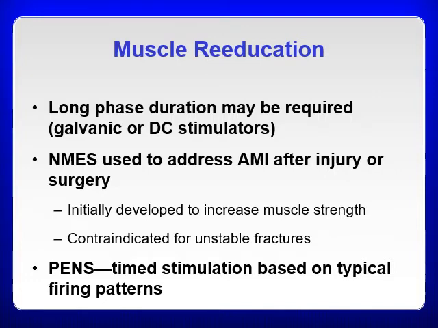So, muscle re-education. There are a lot of different ways we look to re-educate muscles. I kind of led into this in one of our earlier discussions, but if you have a muscle where there's no longer nerve innervation, either due to injury or chronic disease, you may need a long phase duration stimulation. So you might need a galvanic or special DC stimulator in order to do that. That would not be a type of stimulation you would see with, for instance, what we use in class.